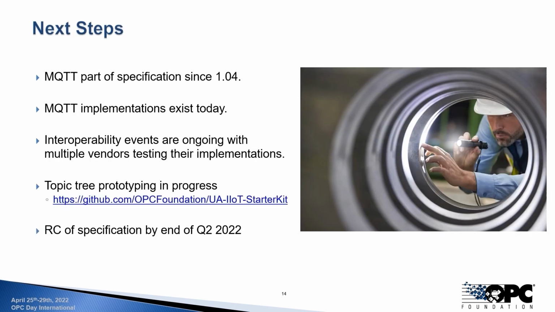So what are the next steps? Well, MQTT has been part of the specification since 1.04. There are implementations that exist today, and we've been having interoperability events on the web that have been ongoing as multiple vendors are testing their implementations with each other. The topic tree extension is new. It's going to be released with 1.05.02. The prototyping's in progress, and the RC for the specification that includes the topic tree discussion is on track to be released by the end of Q2 2022. And that will give vendors a chance to incorporate some of these new features into their implementations, and should allow people to take advantage of it later this year. Thank you very much for your time, and I hope you found the discussion useful.